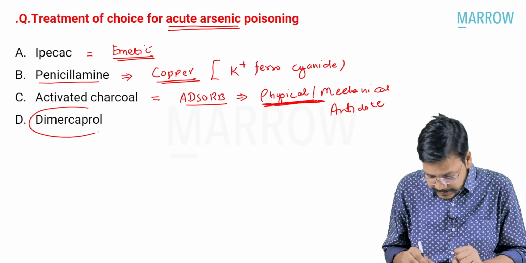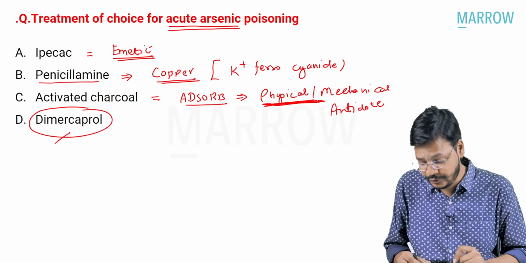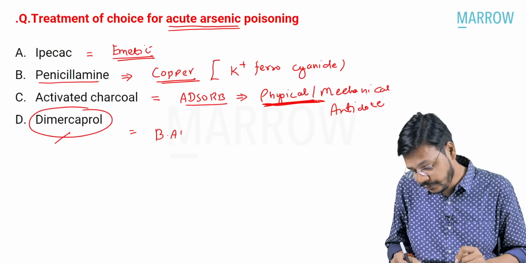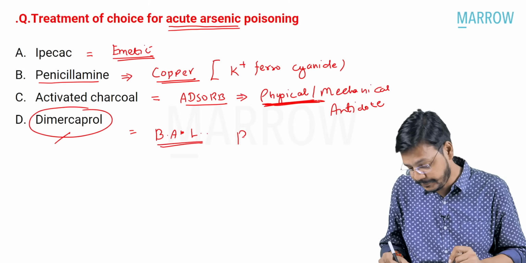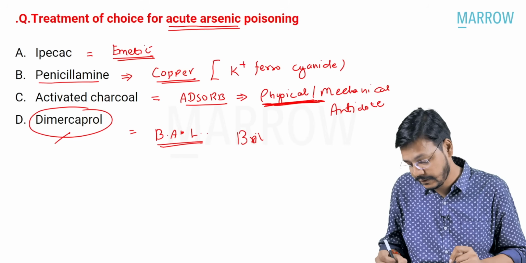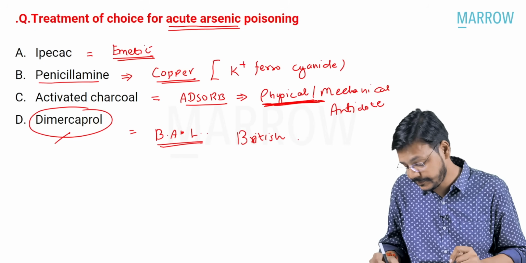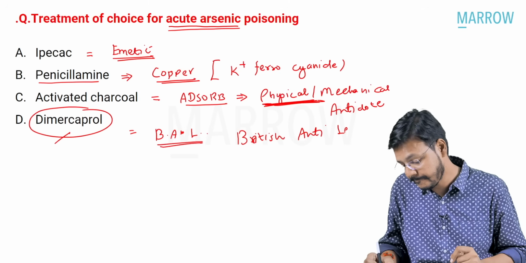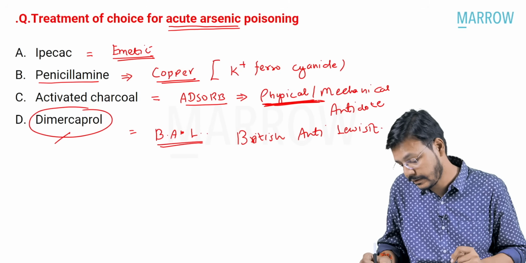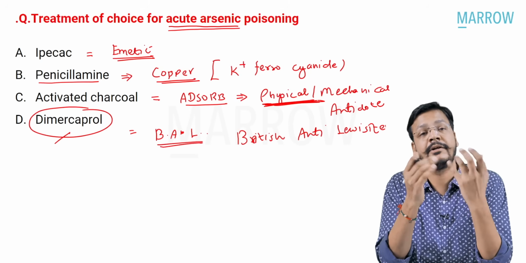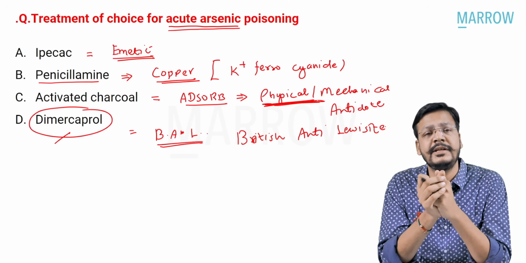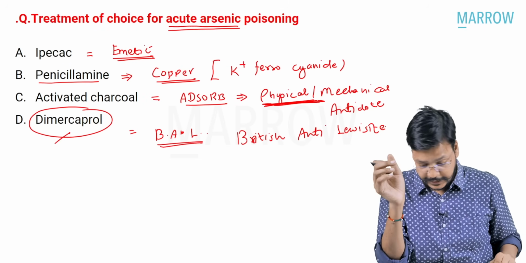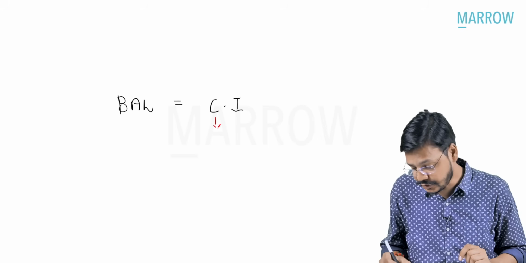But sir, now this was dimercaprol. Actually, friends, dimercaprol is another name for BAL. What is BAL? British anti-lewisite, an intramuscular injection, my dear friend. And it is very commonly used for arsenic poisoning.